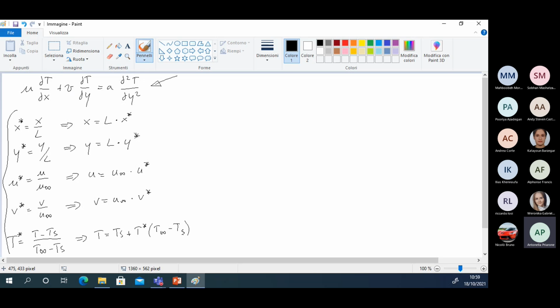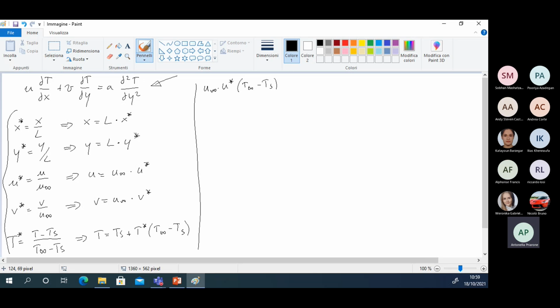So I simply have to substitute in the equation that I wrote at the beginning the new list of variables. So u will be u infinite u star by dT in the x. So that means T is equal to this one, T infinite minus Ts. At the denominator I have x, so x means also L, dT star in the x star.